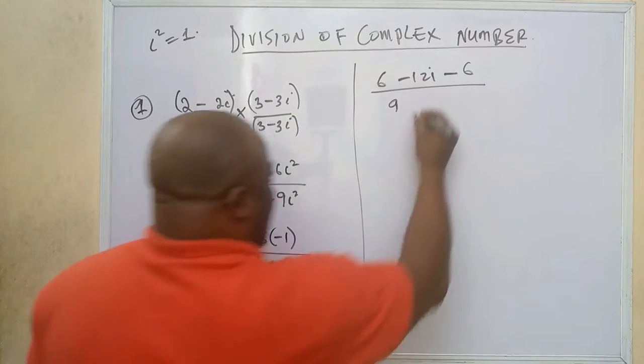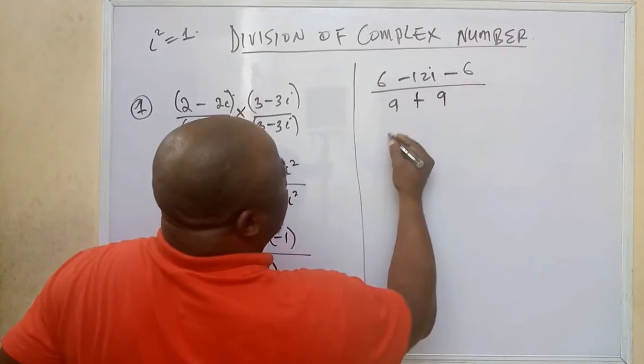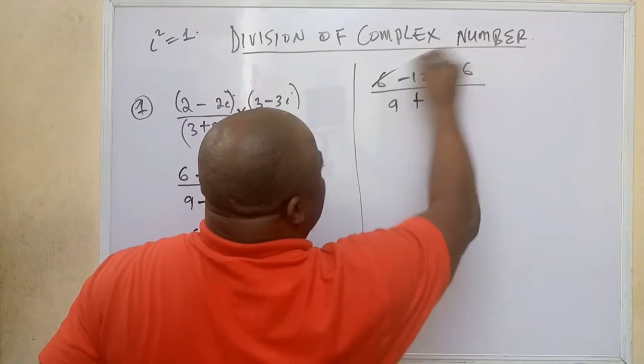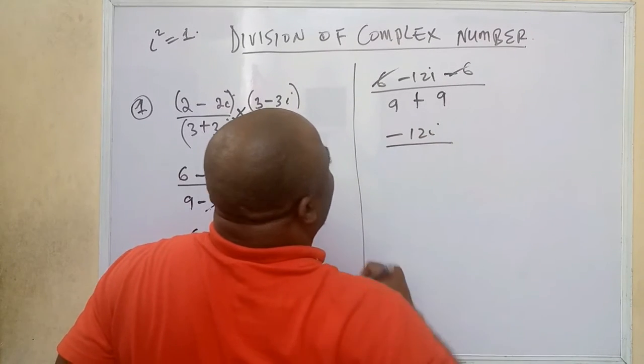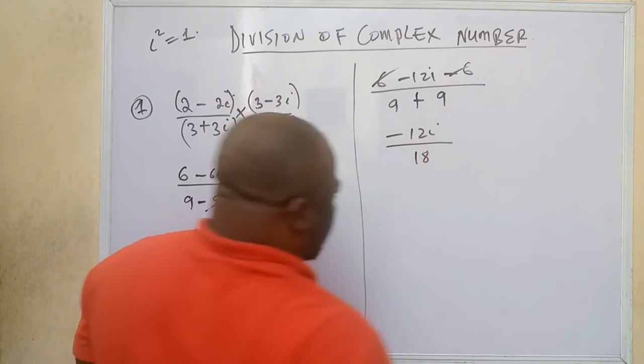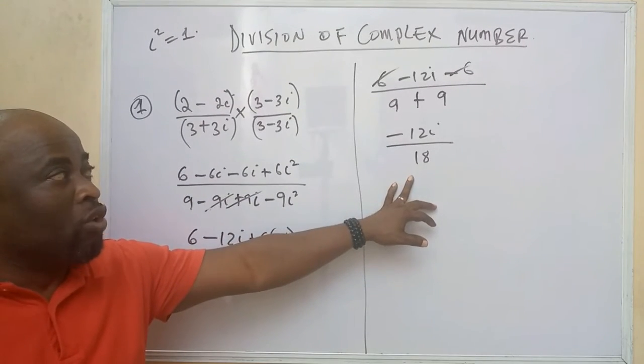So here you're going to begin with plus 9. So you have 6 minus 6, that's 0. So you have minus 12i all over 18. Minus 12i all over 18.